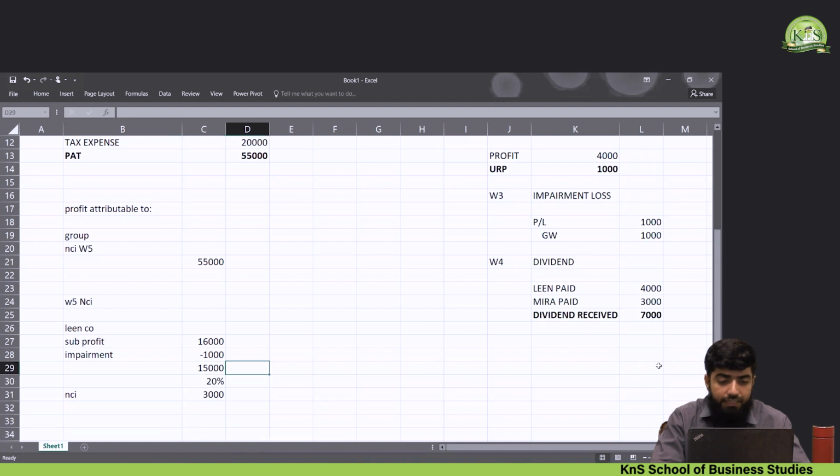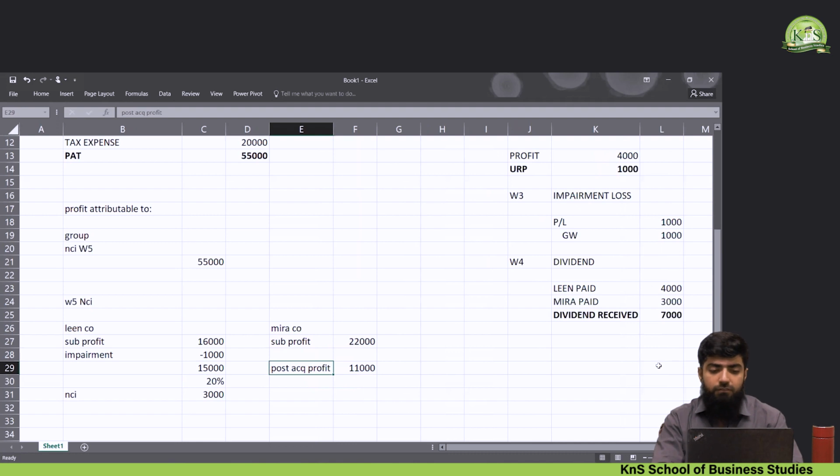Now let's calculate the NCI of another subsidiary, that is Mira company. Mira company's profit for the year is 22,000, but don't forget that's a full year profit and we acquired in the middle of the year. So definitely we are going to prorate in number of months to get the post acquisition profit, and this would arise as 22,000 multiplied by 6 divided by 12, that is 11,000. That is the post acquisition profit.